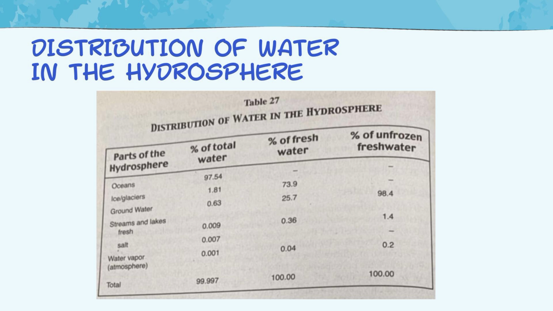Distribution of water in the hydrosphere. The table shows that most of the Earth's water, 97.54%, is found in oceans, while ice or glaciers contain 1.81% and groundwater makes up only 0.63%. However, groundwater represents 25.7% of fresh water and 98.4% of unfrozen fresh water.